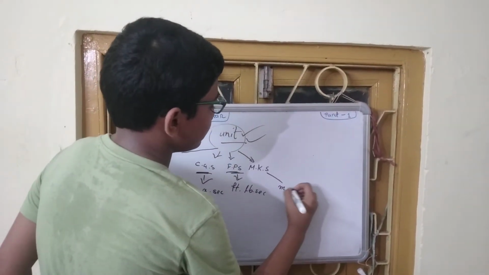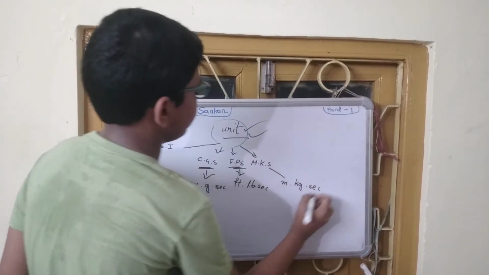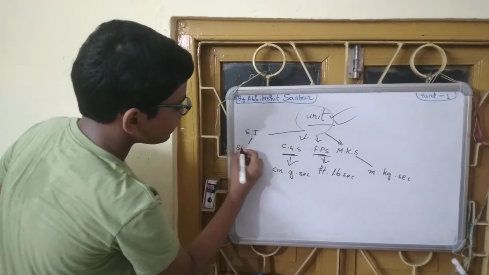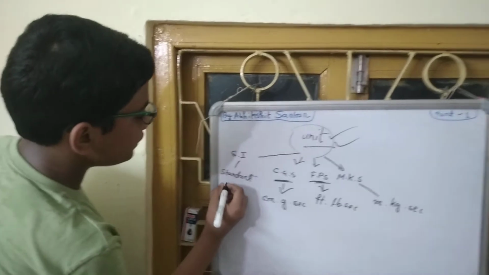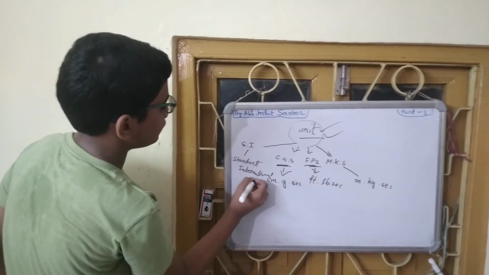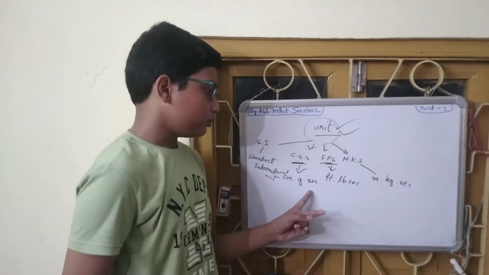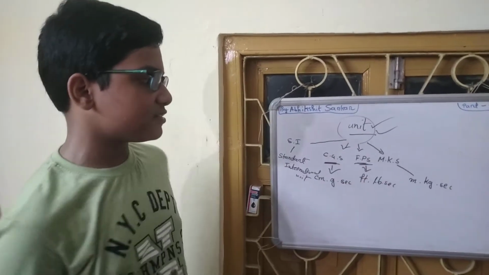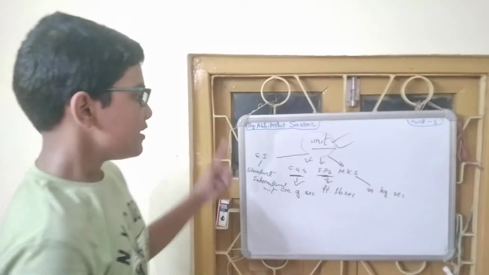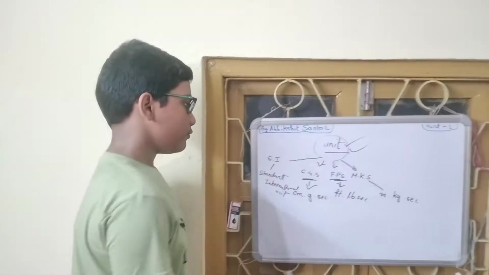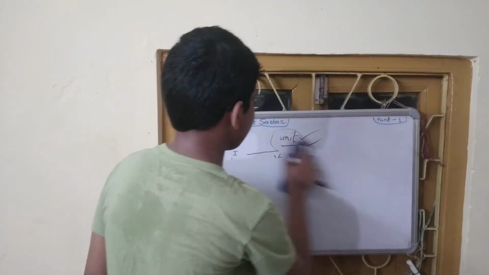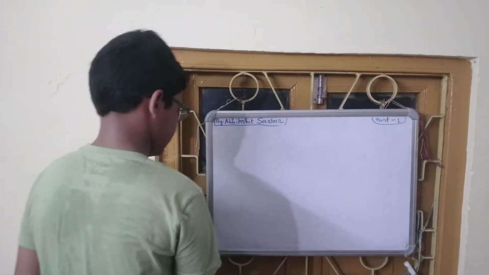The full form of SI unit is standard international unit. Now, the CGS, MKS and FPS systems are not commonly used, but the SI unit is the main one. It is used step by step in all places of the world. Now we will learn about the SI unit in detail.